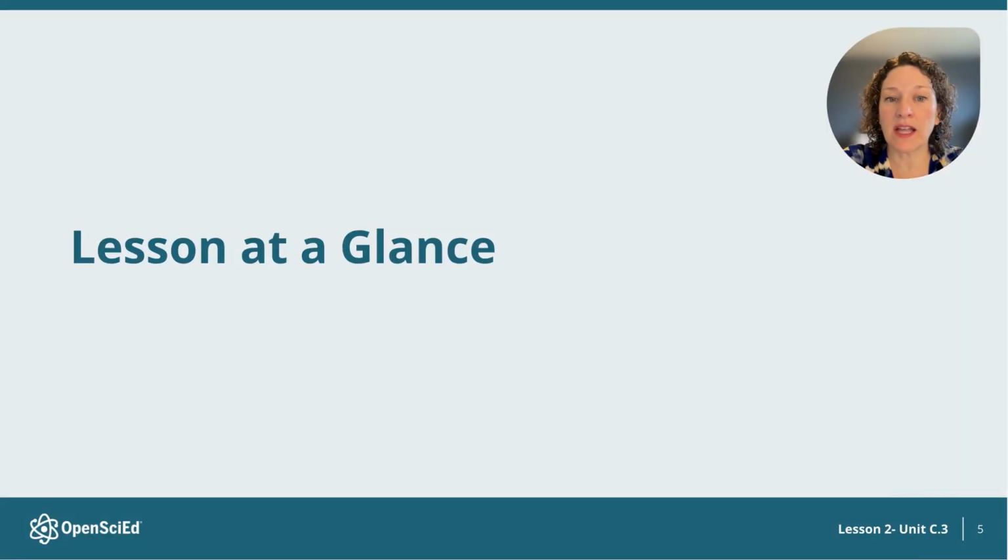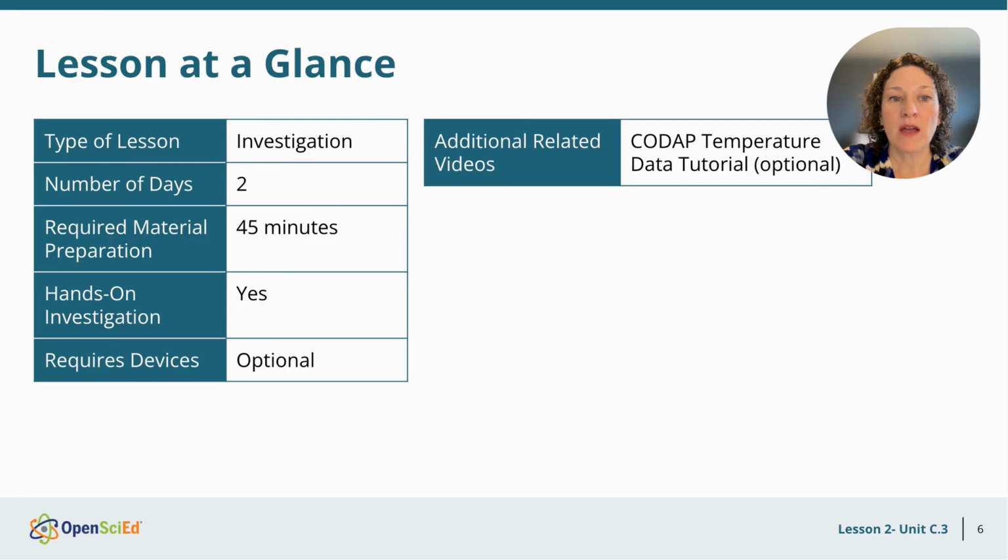Here's the lesson at a glance. The properties of water investigation takes place over 2 45-minute days. The teacher's guide says about 45 minutes of materials preparation is required, but if it's the first time you are setting up the 6 different stations, it might take a little longer.